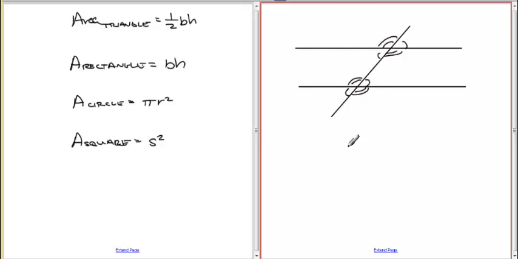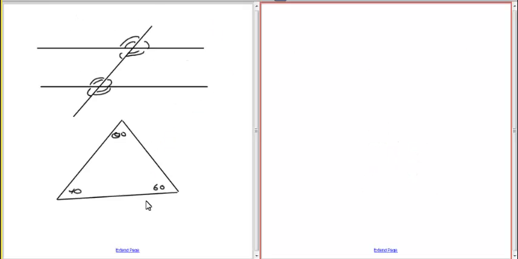The other three cases are the interior angles of a triangle. So let's say this is 40 degrees, this is 60 degrees, this one has to be 80, because the sum of the internal angles of a triangle equals 180, no matter what triangle it is.